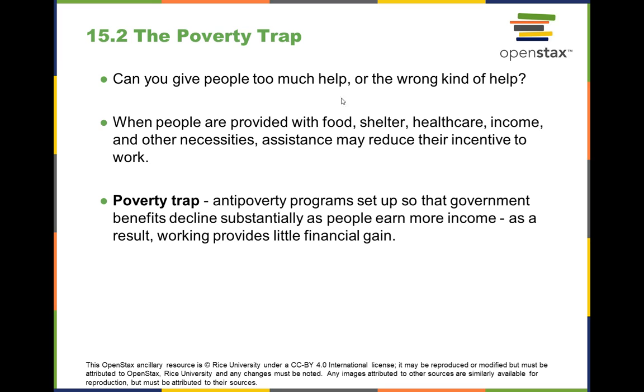Can you give people too much help or the wrong kind of help? When people are provided with food, shelter, healthcare, income, and other necessities, this may reduce their incentive to work, and that makes sense. A poverty trap is an anti-poverty program set up so that government benefits decline substantially as people earn more income.